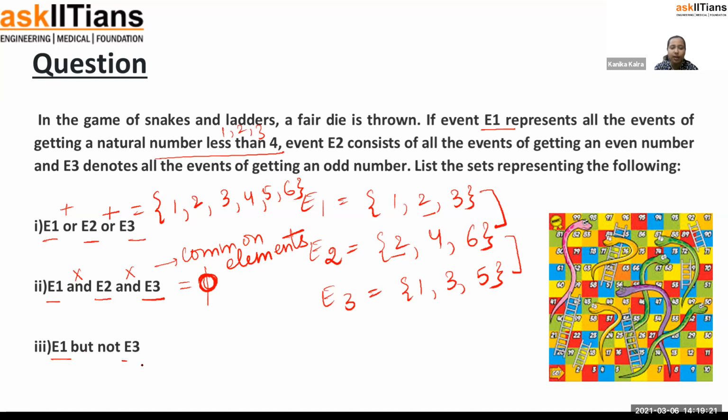Next is E1 but not E3. So you have to subtract all the elements of E3 from E1. So this would be E1 minus E3. We have to remove 1 and 3, so we are left with only 2. That's your answer. Let's look at the solution.